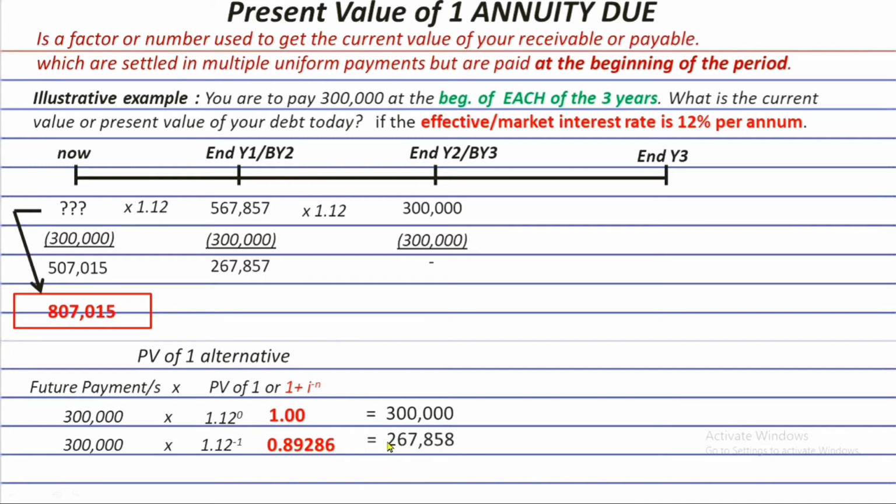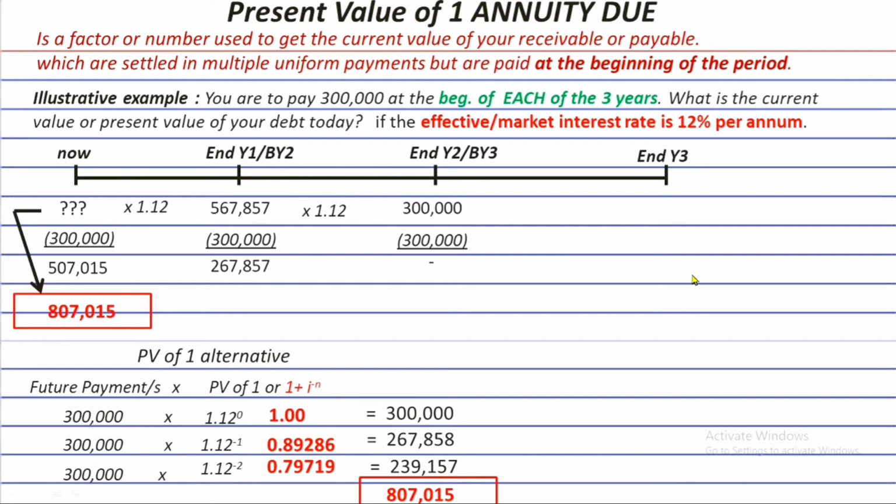And we multiply it with 300,000, then you are going to get 267,857. And the last payment is multiplied by 1.12 raised to the power of negative 2, or 0.79719 as the factor. Again, 300,000 times 0.79719 and we will get 239,157. Okay? So let's sum all of this and you will get 807,015, which is the same as this one.